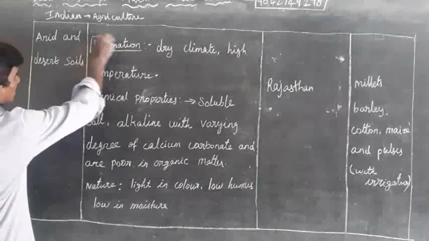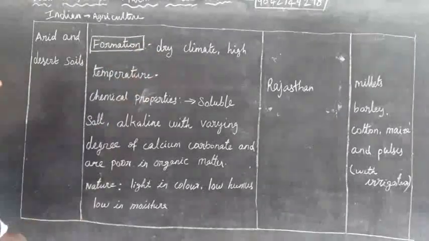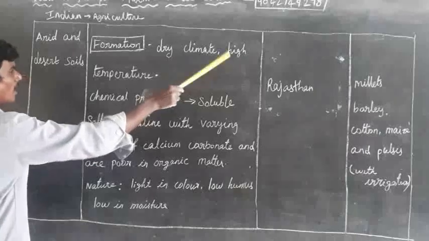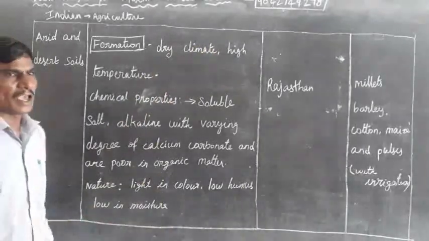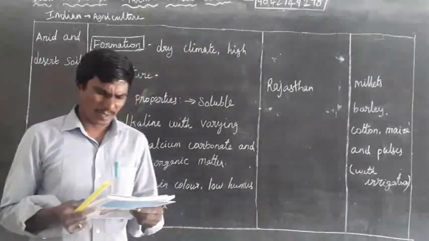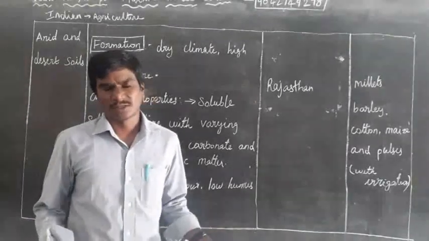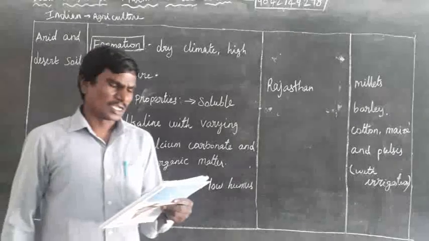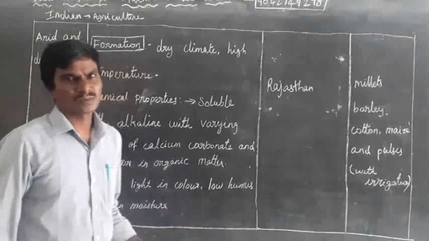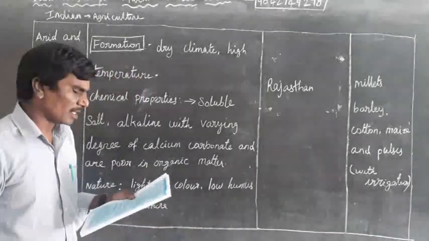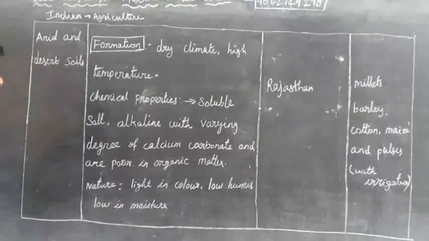So the formation is mainly due to a dry climate, high temperatures, accelerated evaporation, dry soils, lack of humus content, and absence of vegetation.